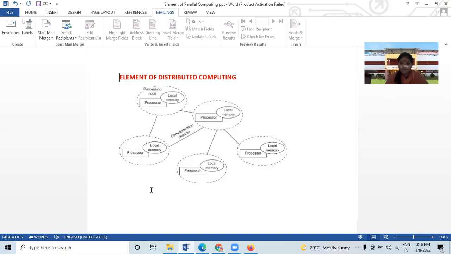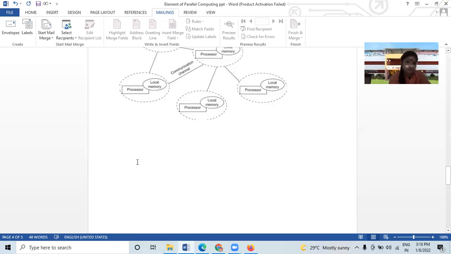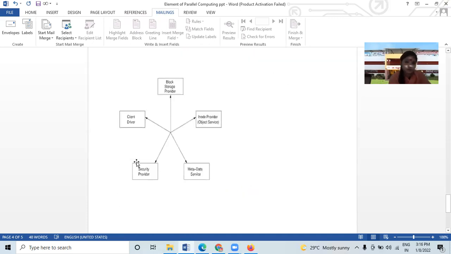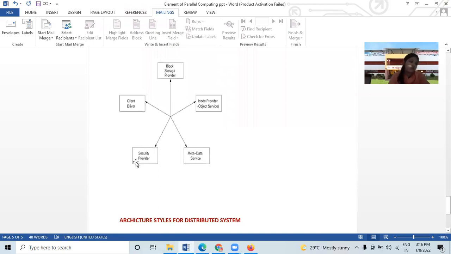So this is about the components of distributed computing. Let's discuss the components of distributed computing here.